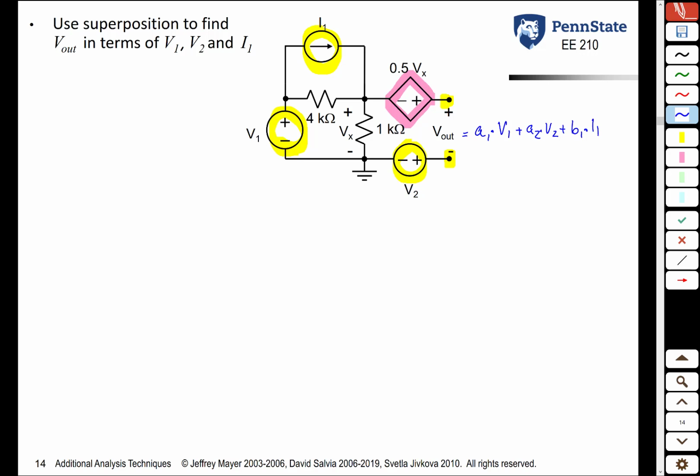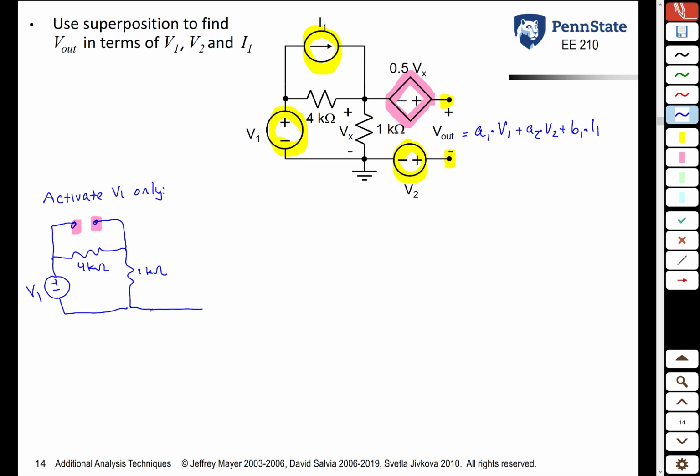So with superposition, the first thing we want to do is to activate V1 only. When we activate V1, what do we get? A resistor there, a resistor there, V1, 4 kilo ohm, 1 kilo ohm. This current source is deactivated. Remember, a deactivated current source is an open circuit. Continuing, this voltage source here, V2, is also deactivated, so it is shorted. Remember, a deactivated voltage source is a short circuit.